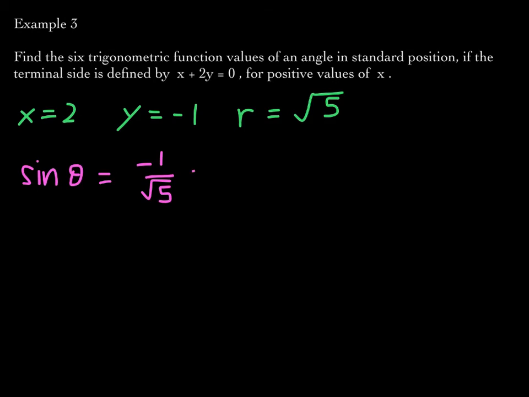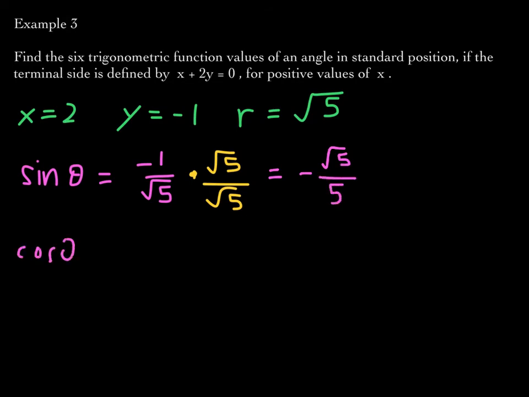Now, you always want to make sure your answers are simplified. That includes rationalization. So we do not want a radical in the denominator. So if we rationalize, don't forget the way we would rationalize this is by multiplying the numerator and the denominator by the square root of 5. That's basically multiplying by 1. So that would give us a simplified, rationalized answer of negative root 5 over 5. That would be the final answer for sine of theta.